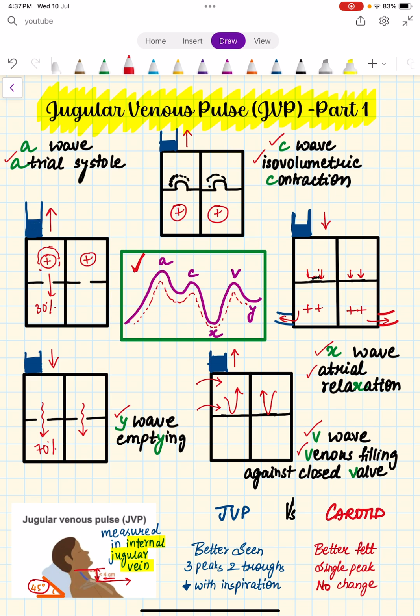Now, it's very easy to get confused between the JVP and the carotid, which are present in quite close proximity with each other. So how do you differentiate them? JVP is better seen, unlike carotid, which is better felt. Carotid is with a single peak, unlike the waveform that we see in JVP. And the most important one, JVP falls with inspiration, whereas carotid has no such change with inspiration. And with that, we complete the JVP.